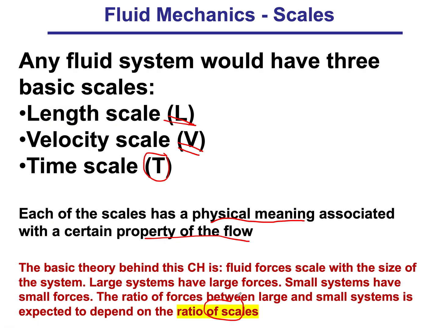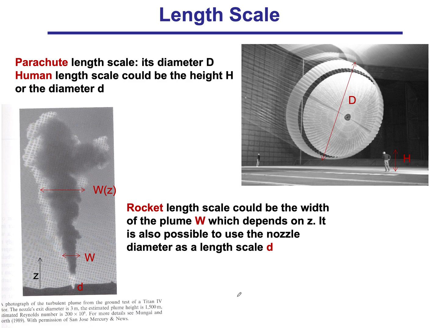So let me show you some examples of scales in fluid mechanics. This is a wind tunnel picture of parachute testing. You'll see this is the scale of a human being, while this is the scale of the parachute. So they have different scales. Here there is jet engine testing or rocket engine testing in the desert. So there are multiple scales involved.